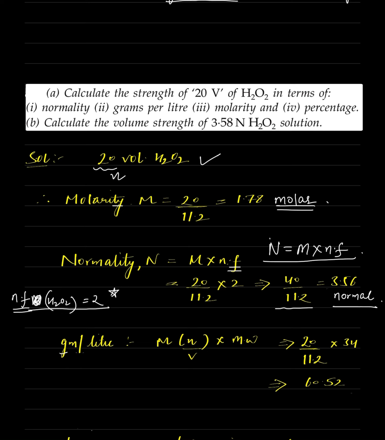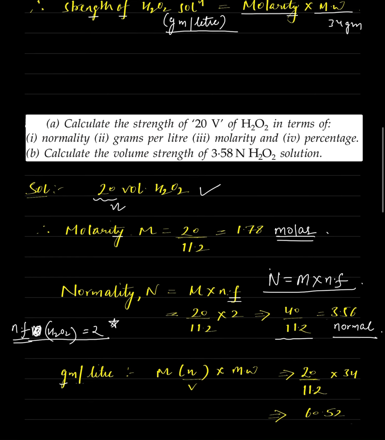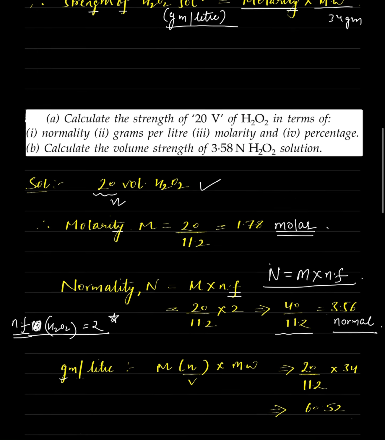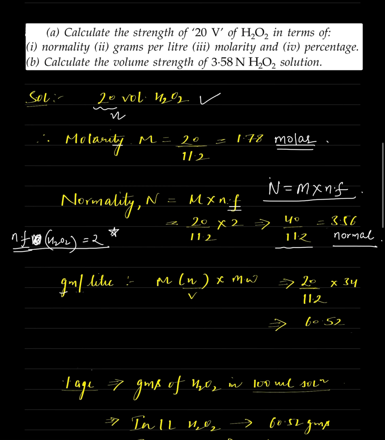Next is calculate the strength in terms of grams per liter. This is what I have explained just above. In terms of grams per liter, the strength is molarity into molecular weight. Since we have calculated the molarity, which is 20 upon 11.2, and if I multiply it by 34, the molar weight, we obtain the answer of 60.52 grams per liter.